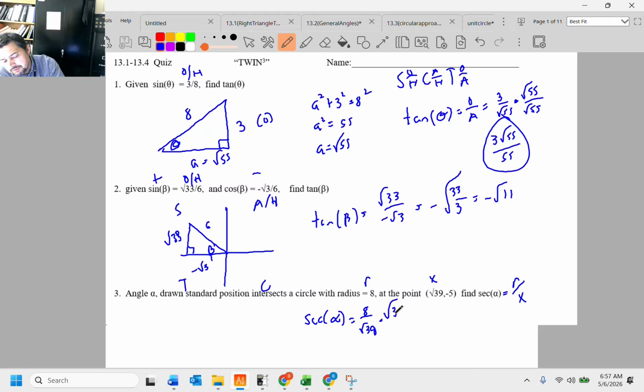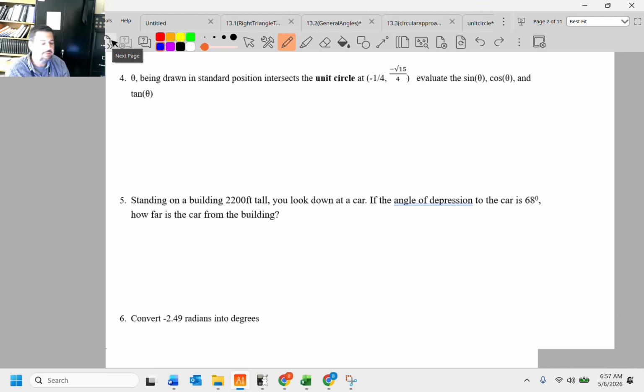And we clean that up by multiplying both the numerator and denominator by root 39. And 8 times root 39 is 8 root 39. And root 39 times root 39 is simply 39. Sorry, I don't know why I put the root sign there. First 3 are pretty easy. We'll see how that goes.